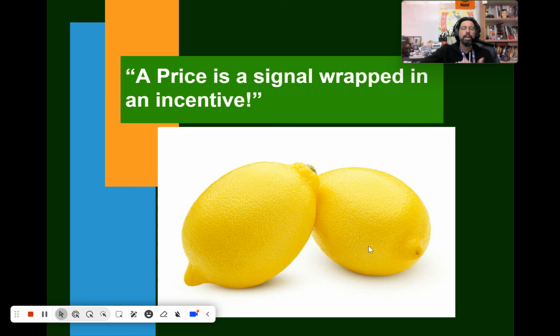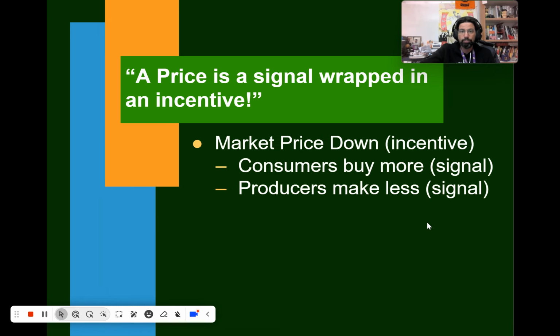Take, for instance, here are two lemons. One is 25 cents, one is 50 cents. Which one are you going to buy? You're going to buy the one at 25 cents. Why? Because it's cheaper. I just impacted a choice by making a cheaper alternative. These are both the same thing, so you're going to obviously buy the cheaper one of the two.